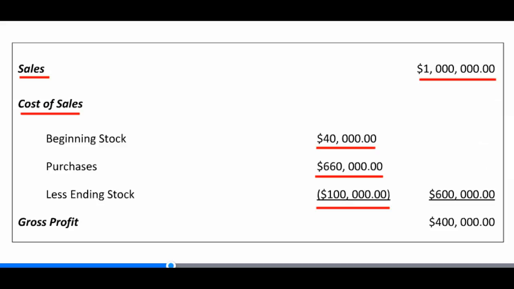In the example provided, the beginning stock, or $40,000, is added to stock purchases, or $660,000, to obtain a figure of $700,000. Ending stock, or $100,000, is then subtracted from this amount. This is reflected by the brackets, which refers to the number as a negative number. Once this process is completed, we arrive at our cost of sales or cost of goods figure of $600,000. This amount is subsequently taken from the sales figure of $1 million to arrive at a gross profit amount of $400,000.